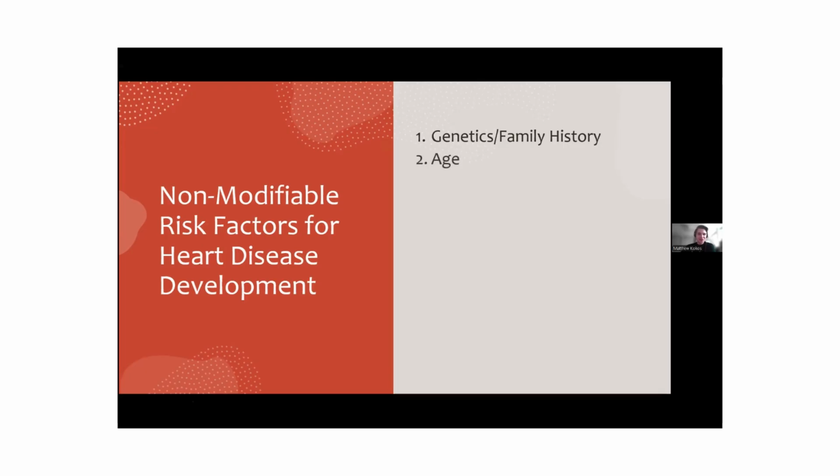Next is our age, right? We can't change our age. Unfortunately, we haven't figured out that solution yet. So turning back the clock. So heart disease can occur at any age, but the risk definitely goes up as we get older. So as we start to get older, definitely starting to focus on our heart disease risk, and heart disease signs and symptoms is important.